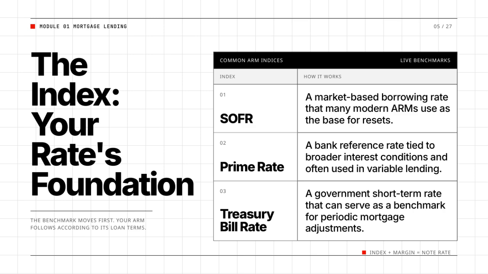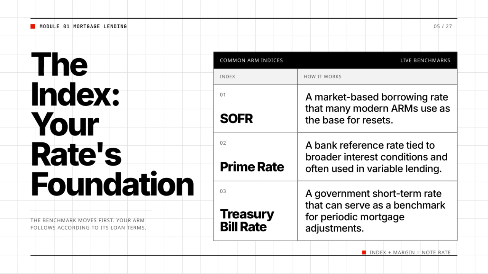This rate is tied to broader economic interest conditions and is often used in variable lending. Lastly, there's a Treasury bill rate, a government short-term rate that can also serve as a benchmark for periodic mortgage adjustments. To calculate your note rate, we add a margin to the chosen index. So, the note rate equals the index plus the margin. Understanding how these indices work and their role in your ARM helps you grasp why your mortgage rate can fluctuate over time.